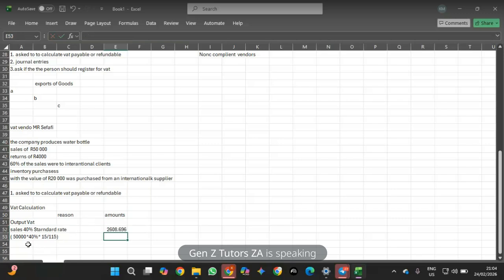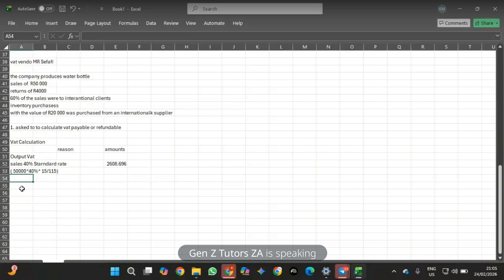Then you've got sales of the 40%, and at the very same time, what about the other sales? The 60% part of the sales was for external items that were exported to other clients from outside the country. So now what we'll do is very similar: sales, then you put in the sales for the 60%.